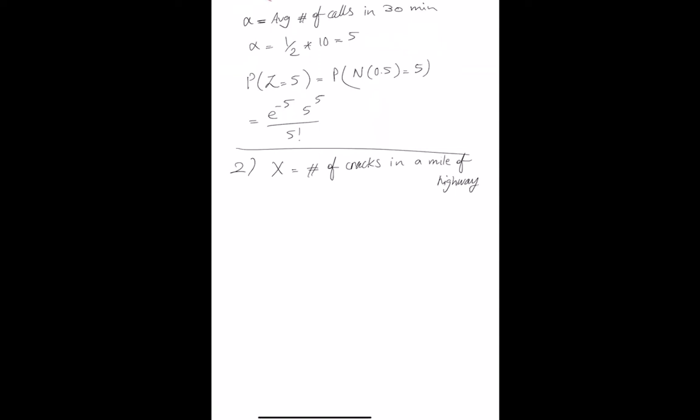Okay, so this is a Poisson random variable. Why? Because a Poisson random variable shows the number of things, number of cracks, number of customers that enter, number of calls that are made, number of proposals that were received, like the number of things in a time frame or in a frame of space or area or length. So here we show the number of cracks in a mile of highway. That's the perfect definition for a Poisson random variable.